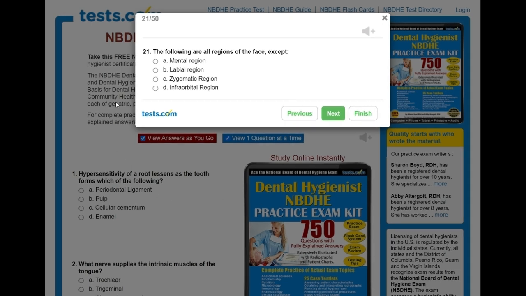Question 21. The following are all regions of the face except A. Mental region. B. Labial region. C. Zygomatic region. D. Infraorbital region.